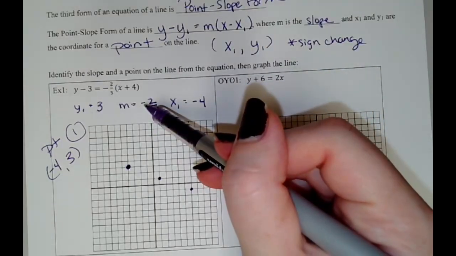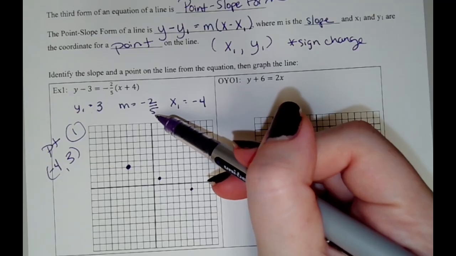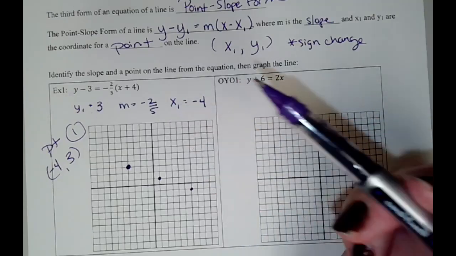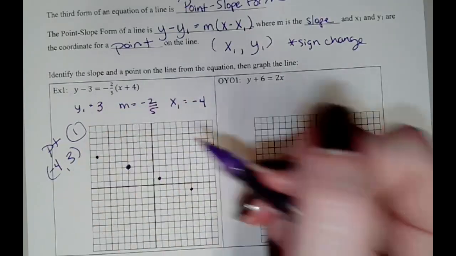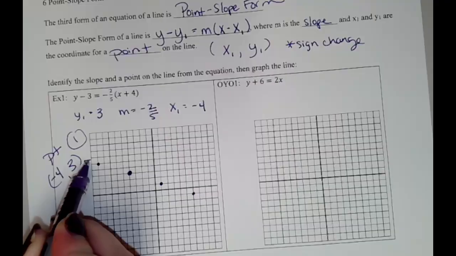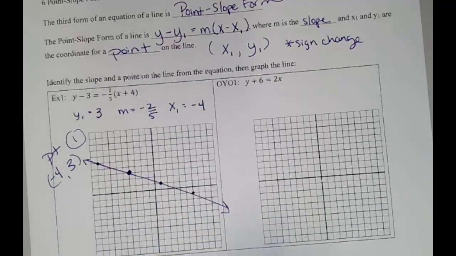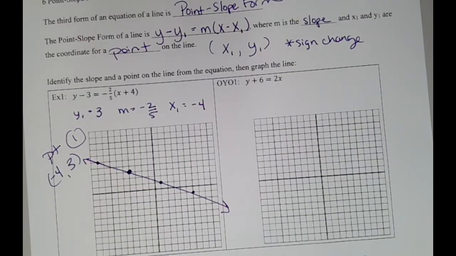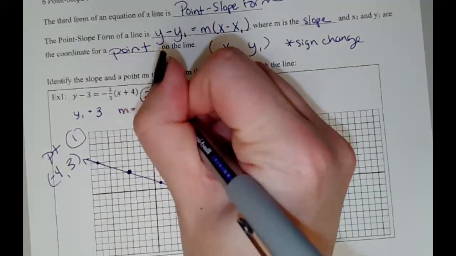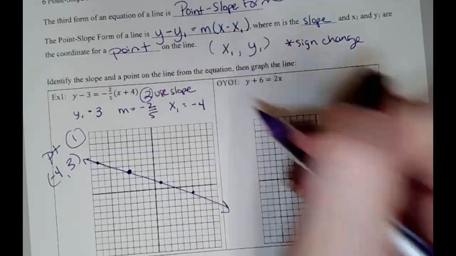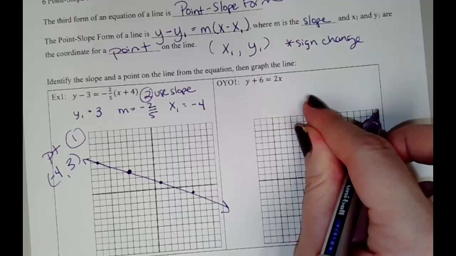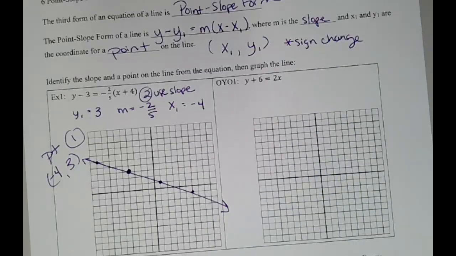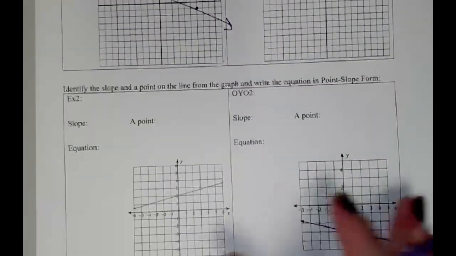You could have also associated the negative with the 5 instead. So that would be a positive 2, negative 5, which would be up 2, left 5. And then you connect your points, drawing your line. So when you're graphing, step 1 is to plot your point. Step 2 is to use your slope. And then that's it. Connect your points. The on your own, you will end up being responsible for. So I'm going to move on to the next example.